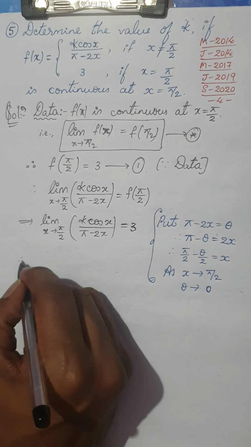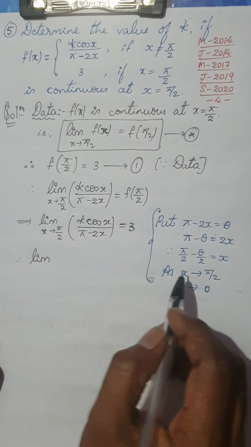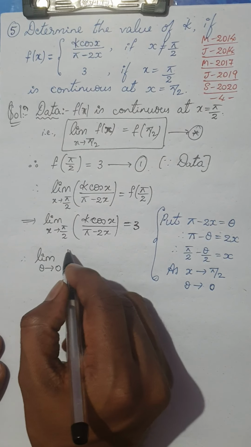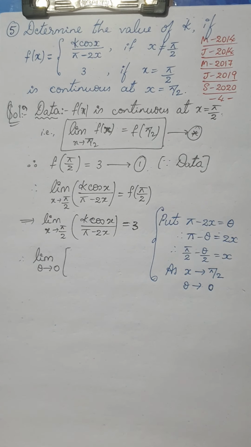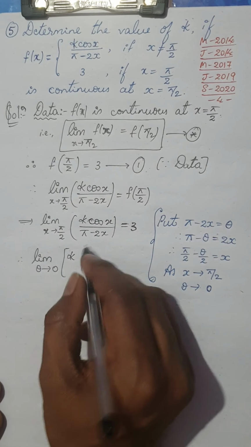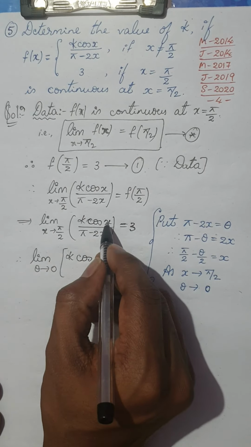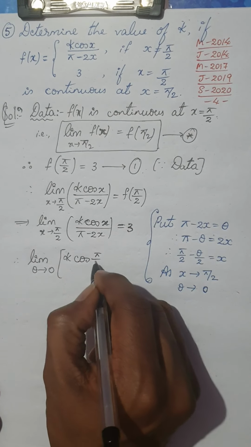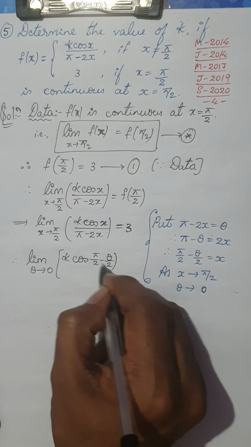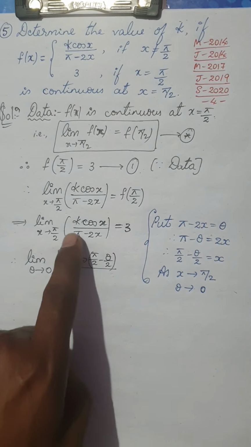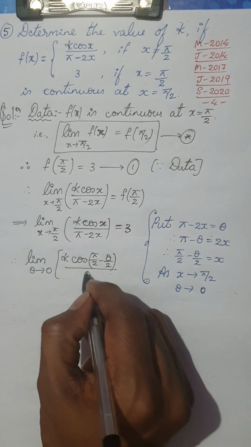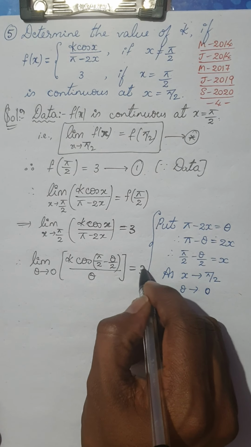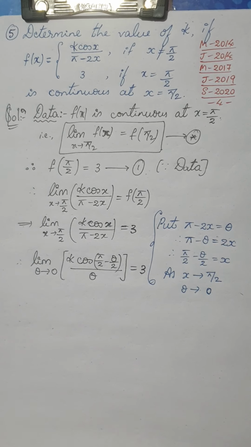So therefore, remember, now everything is changed. x becomes theta. Now as x tends to pi by 2, theta will tend to 0. Now k is a constant. I'll keep it as it is. Into cos, what is x? I'm writing completely in terms of theta. Now x is nothing but pi by 2 minus theta by 2, isn't it? Divided by pi minus 2x, I'm taking it as theta. This is nothing but 3. If you understood this step, then the rest is a very easy procedure.